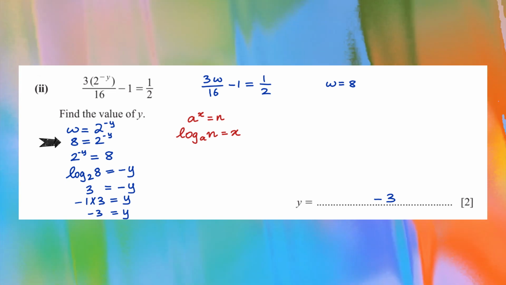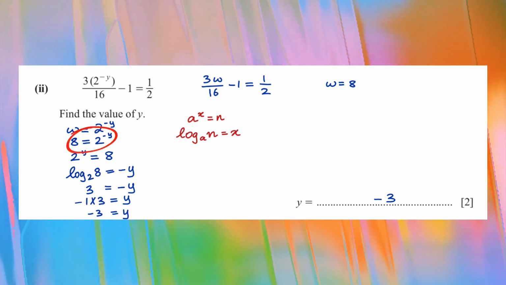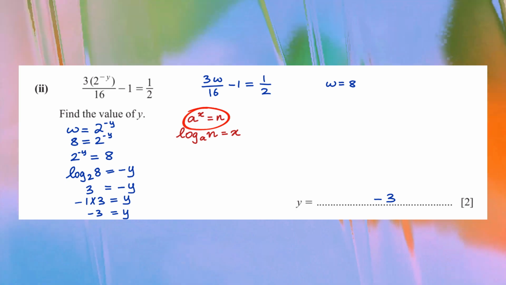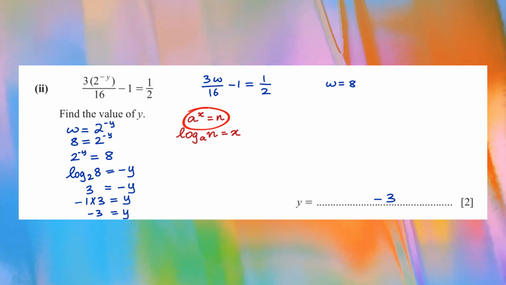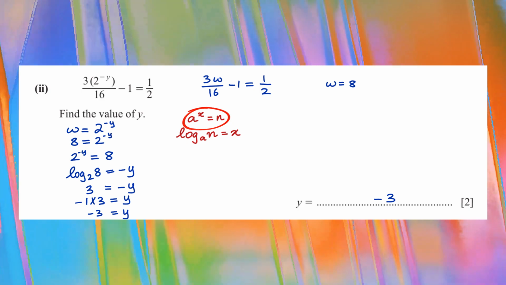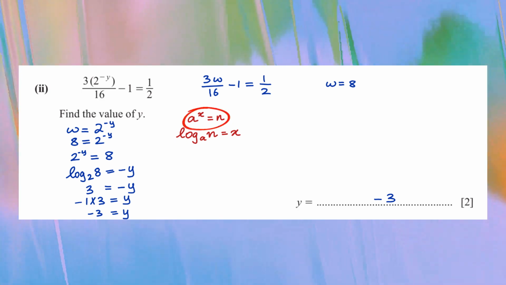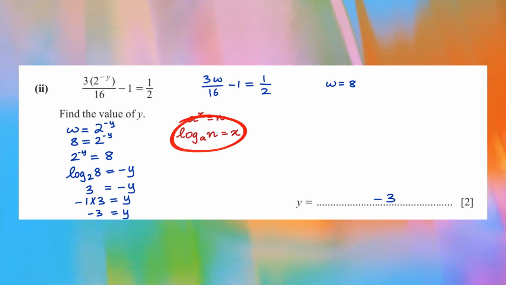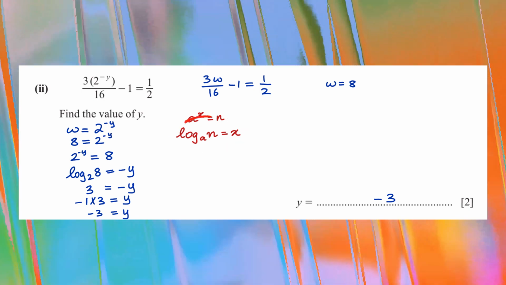Now we can solve this equation for y. As you can see, this equation is in this form: a to the power of x equals n. This means that a is the base, x is the exponent, and n is the result of raising a to the power of x. In terms of logarithms, this is written as the logarithm of n to the base a equals x. In other words, log base a of n equals x.